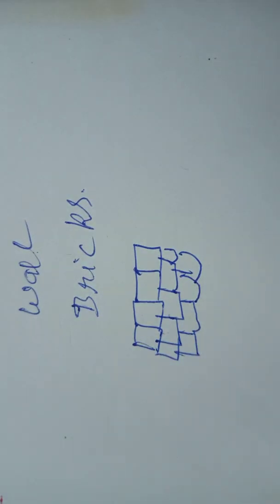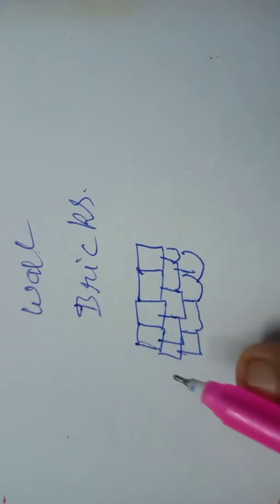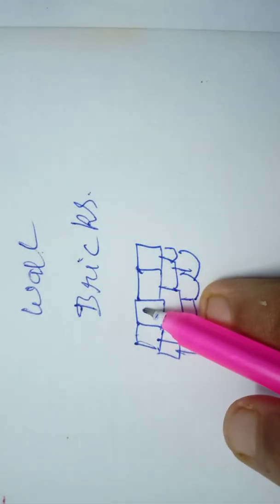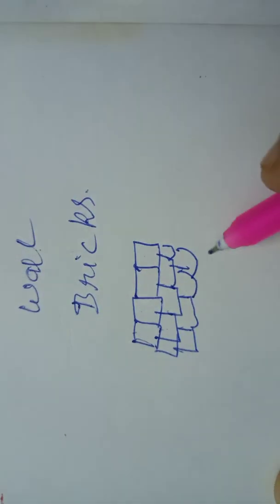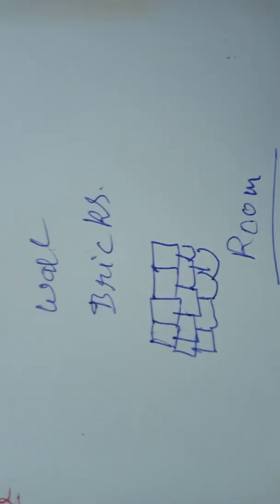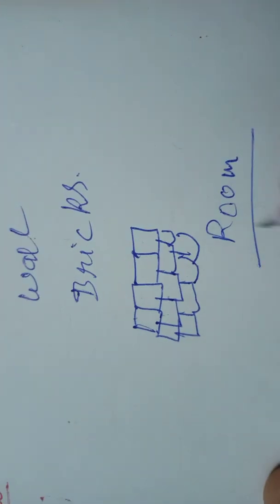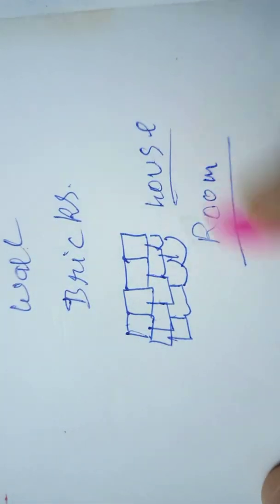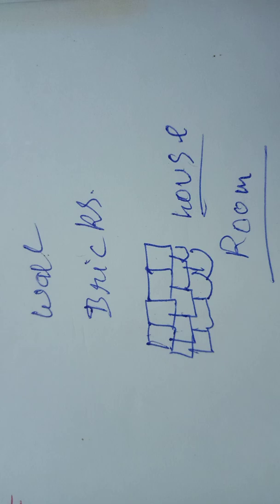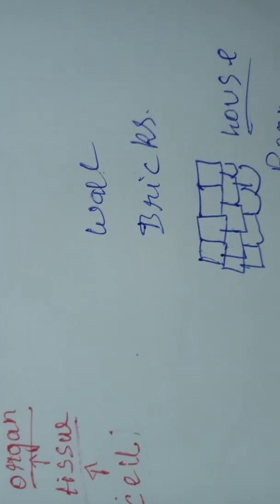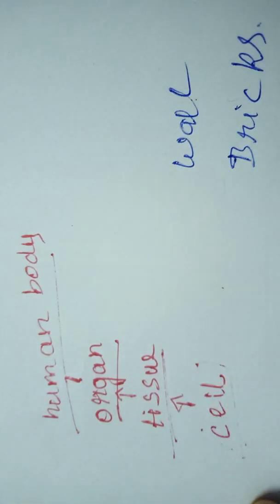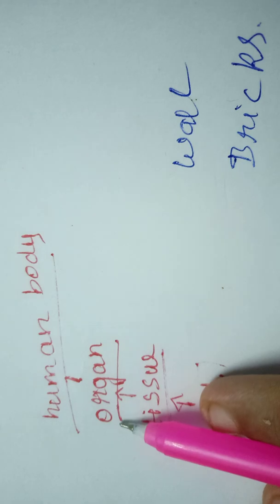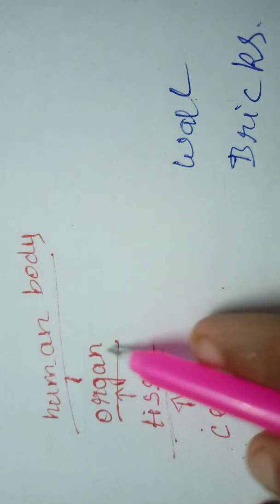Okay? So, not a human body. If you take bricks, it will become a wall. Then if you connect many walls, it will become a room. If you connect many rooms in a particular order, then it will become a house. Yes or no? In the same way, in the human being chain also, you have cells. A group of cells is known as a tissue, and a group of tissues is known as an organ, and a group of organs will make a human body.